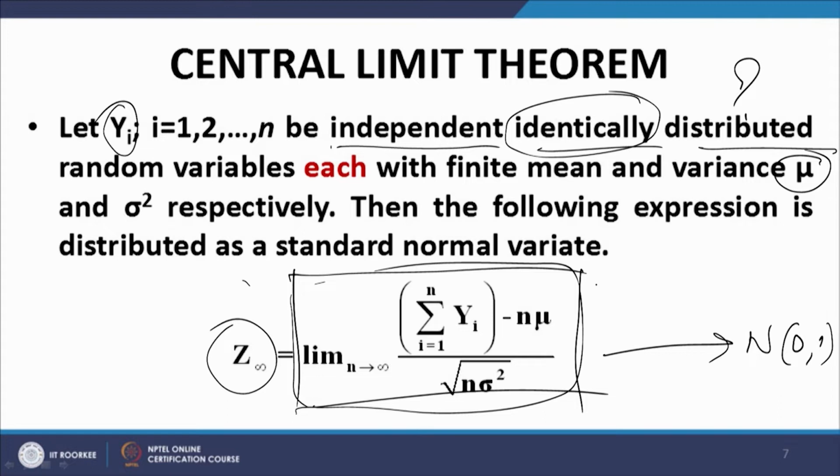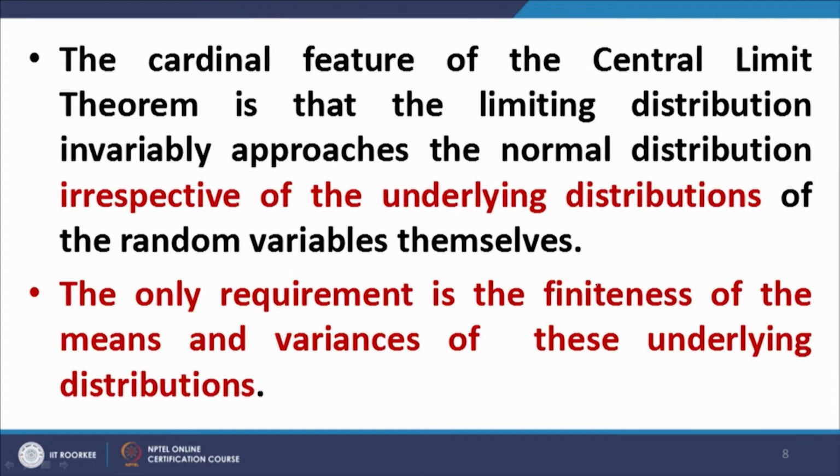is distributed as the standard normal variate, that is, it is normally distributed with a mean of 0 and a variance of 1. So, the cardinal feature of the central limit theorem is that the limiting distribution invariably approaches the normal distribution irrespective of the underlying distributions of the random variables themselves.